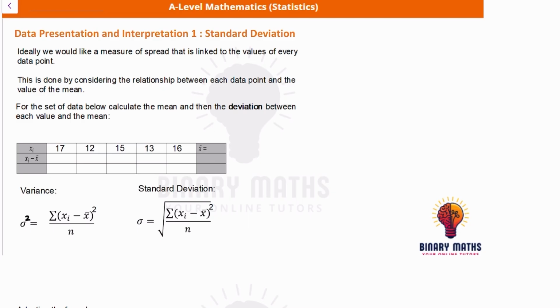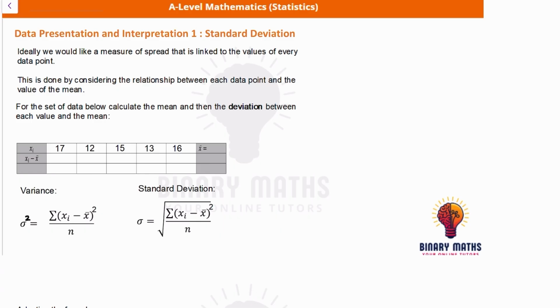This topic is about measuring the spread of data by calculating the variance or the standard deviation. So ideally, we'd like to measure the spread of data by linking it to every value in the data set. Obviously, interquartile range does not take every value into account because we disregard the outliers. Range takes the maximum and minimum into account, and interpercentile also ignores some values. So what we need to do is find a way of incorporating every single data point into this calculation.